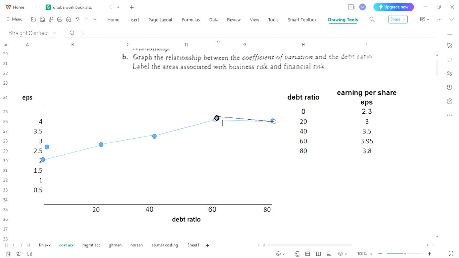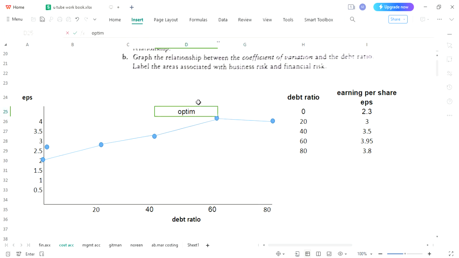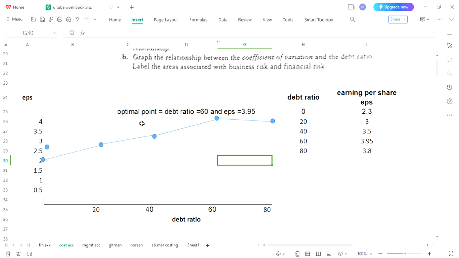It means maximum relationship which can be created, and we have found it. You can see that at this level, this is your maximum or optimal point, where we have debt ratio 60 and EPS equal to 3.95. So in this way, with the help of graph, we have created the optimal position.